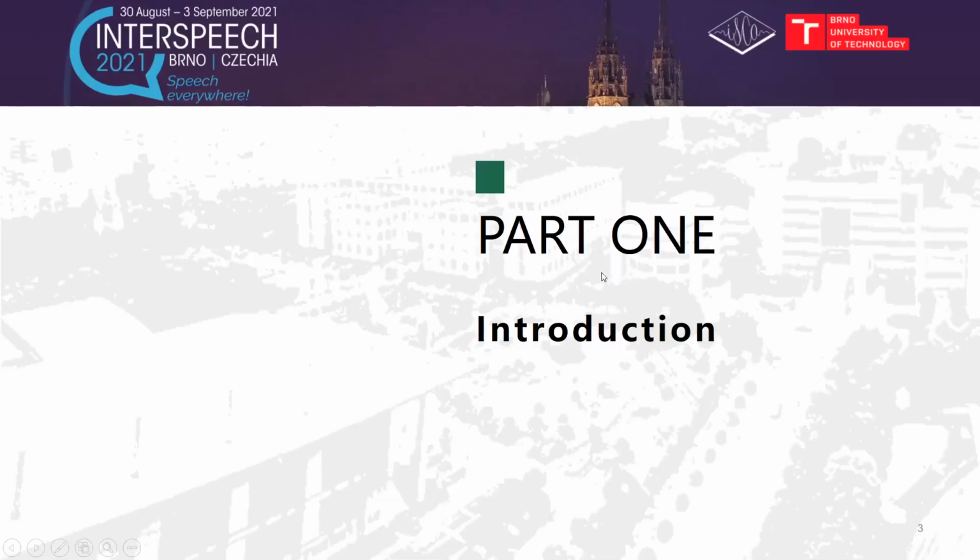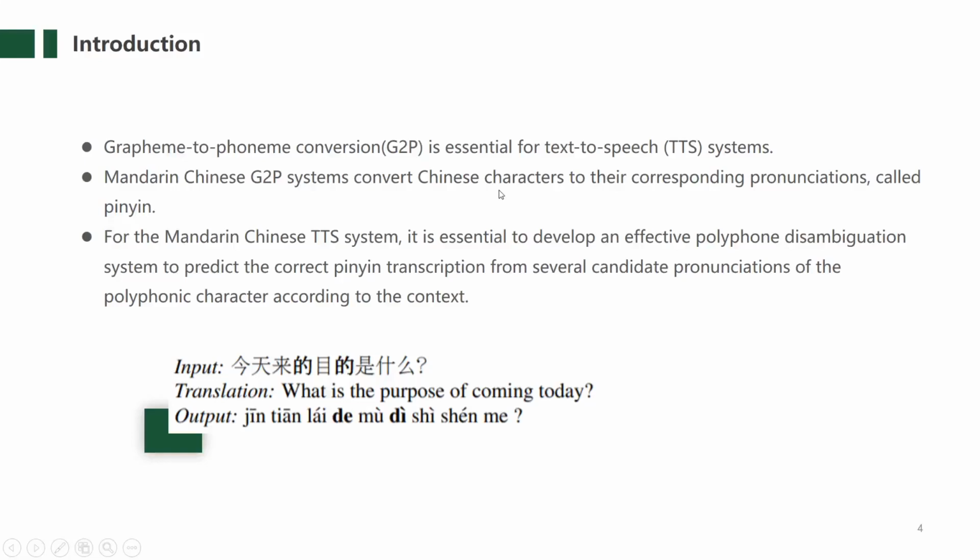So part 1 is the introduction. Grapheme-to-phoneme conversion is essential for text-to-speech systems. Mandarin Chinese G2P systems convert Chinese characters to their corresponding pronunciations, called pinyin. You can see this example. The input is a Chinese character sequence, and the output of the G2P system is a pinyin sequence, and it means what's the purpose of coming days.